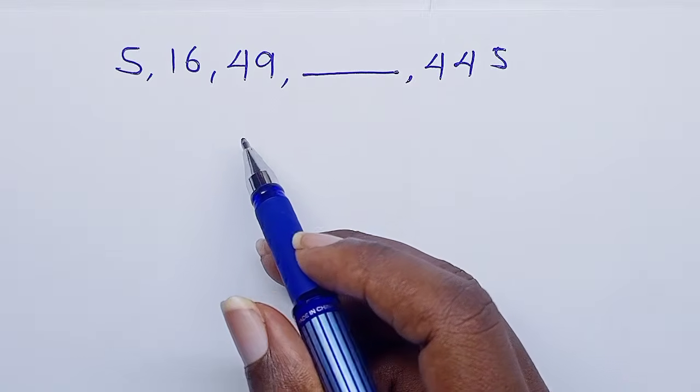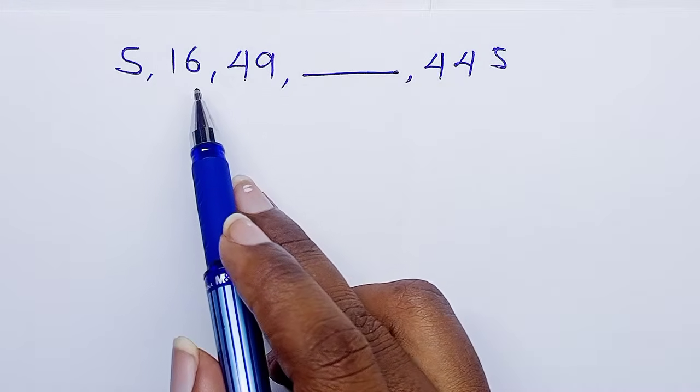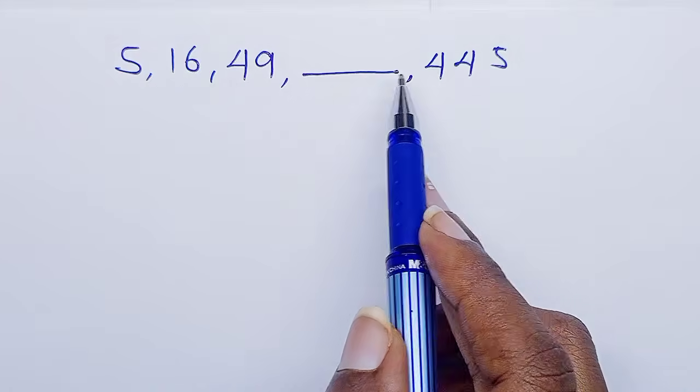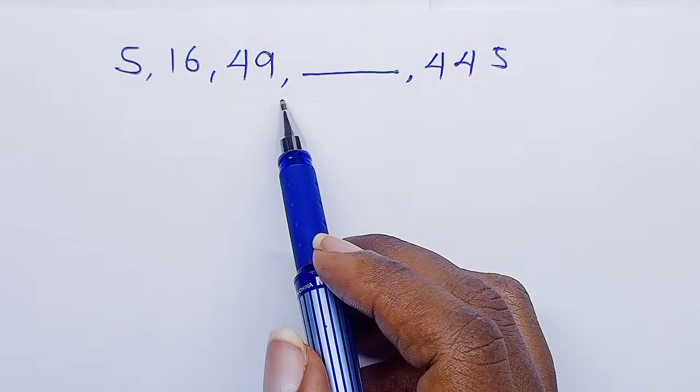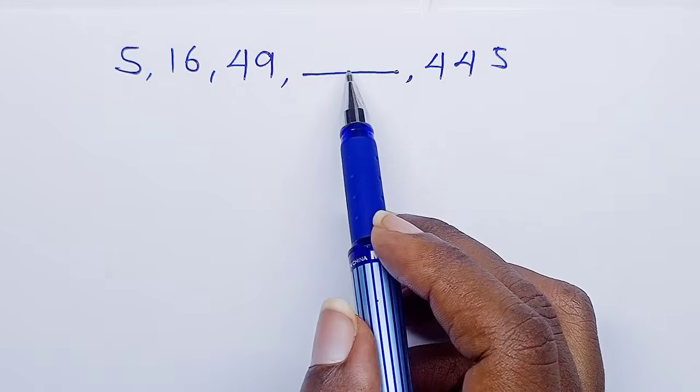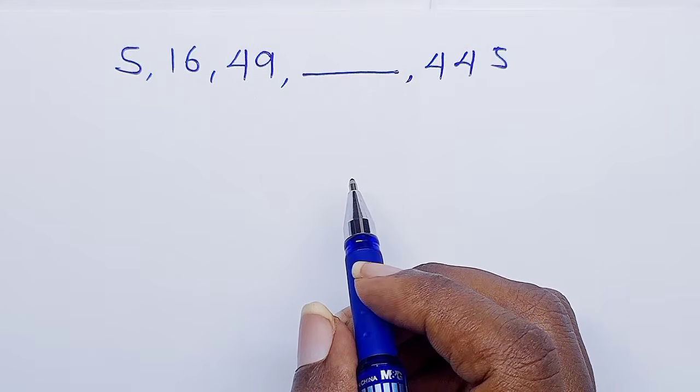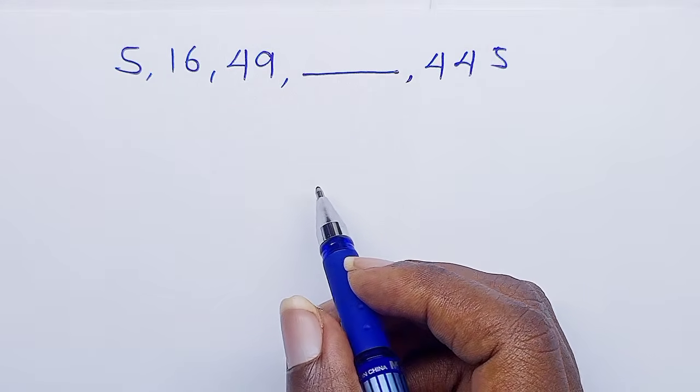Hope you got it right. So let's look at another one. We have 5, then 16, then 49, then dash, then 445. What value do you think comes here? Pause the video, work it out, think about it, and let me know what you think the answer is.